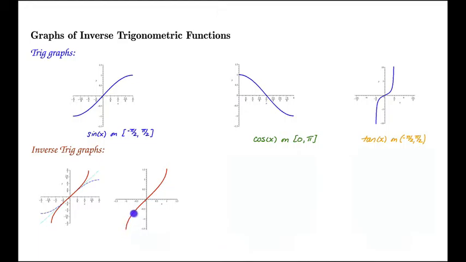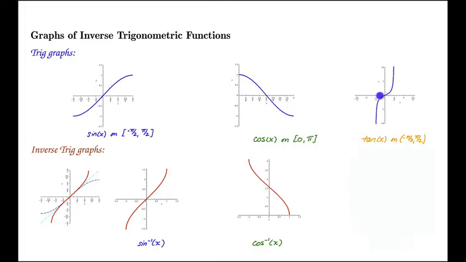So the form of the inverse sine of x graph looks like this, and we remember our notation for the inverse sine. If I do the same kind of process, reflecting along the line y equals x for the cosine of x on its restricted domain, I get this shape for the inverse cosine of x.